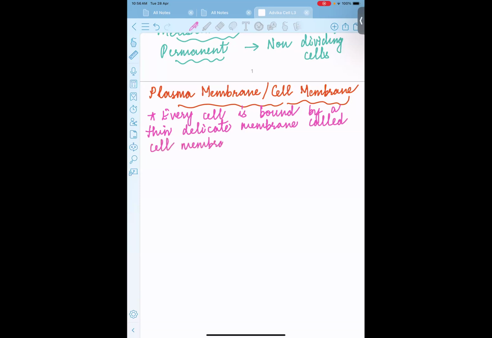It is called the cell membrane, or the plasma membrane. There is also one more word, which is called plasma lemma. So when you go for your NEET examination, they will not always write plasma membrane or cell membrane. They will mention the name plasma lemma.